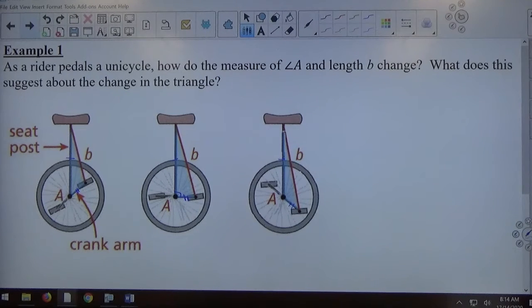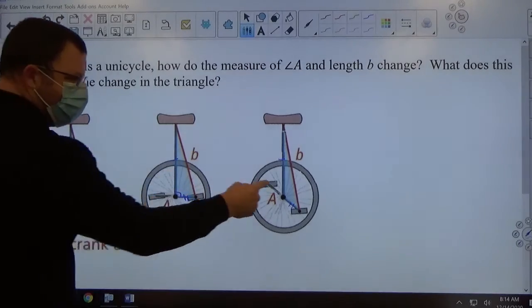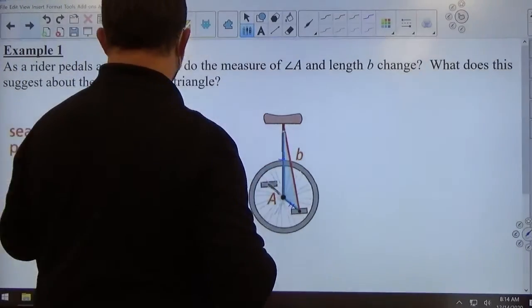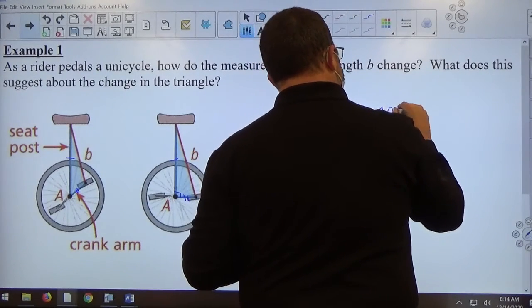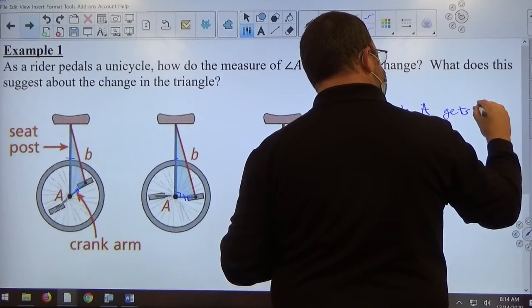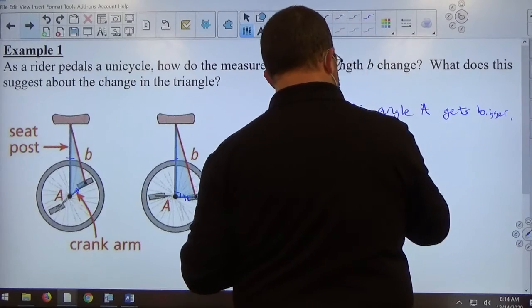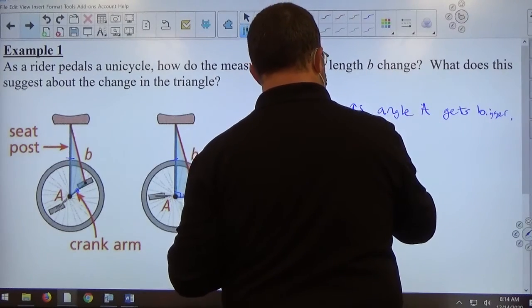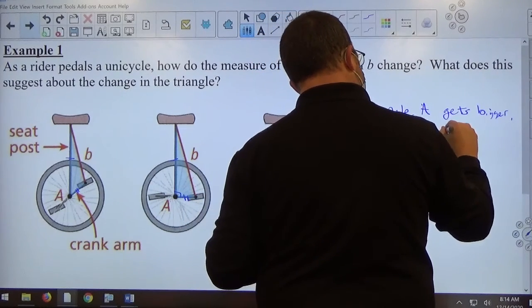Can we all agree with that? Because again, we have the congruence of the sides happening here. The hinge theorem guarantees that happening, right? So this congruent to this congruent to this: smaller angle, smaller side, bigger angle, bigger side. Biggest angle, biggest side. So how do the measure of angle A and length B change? As angle A gets bigger, B's length gets bigger.